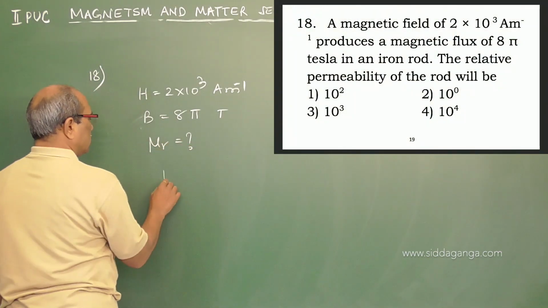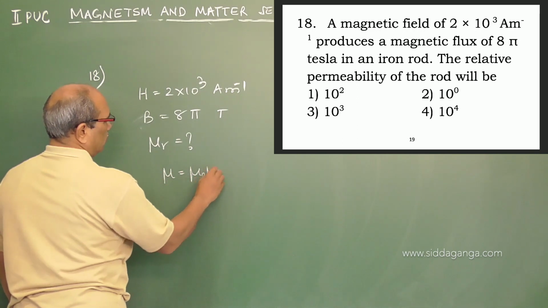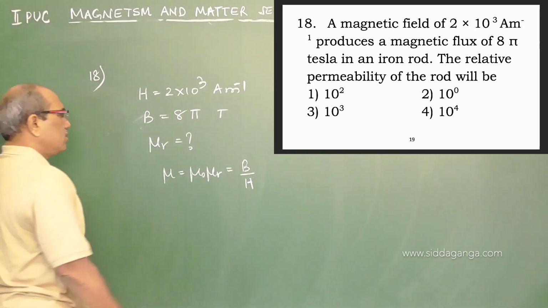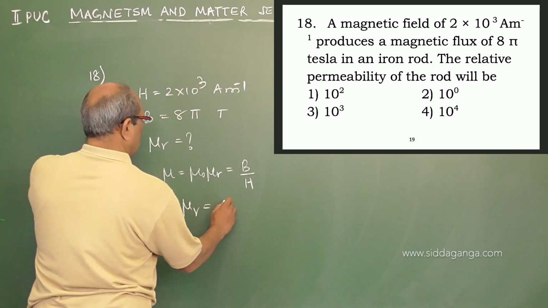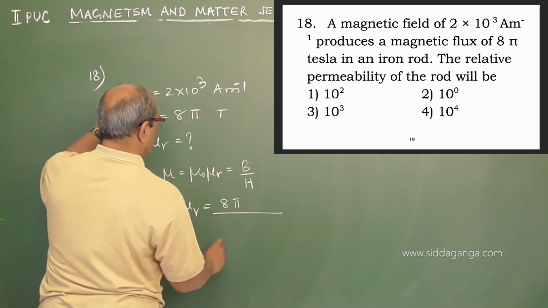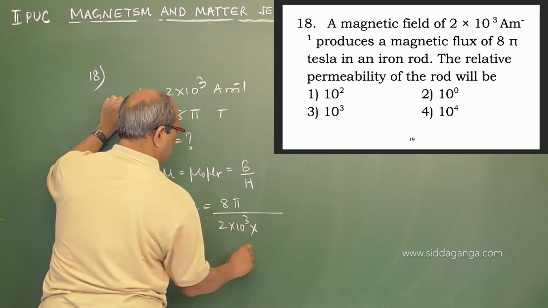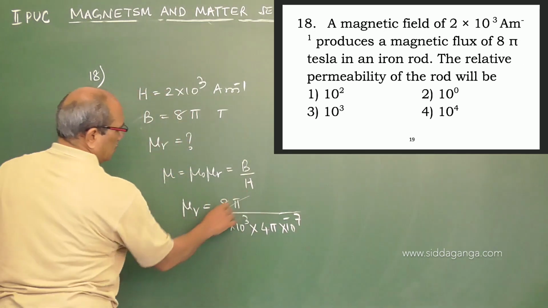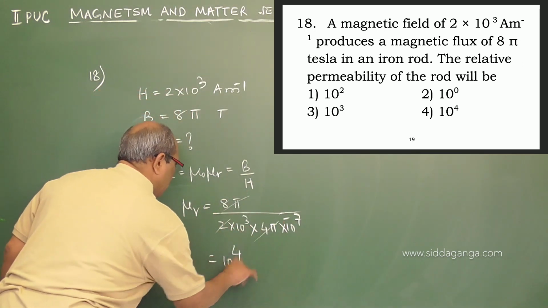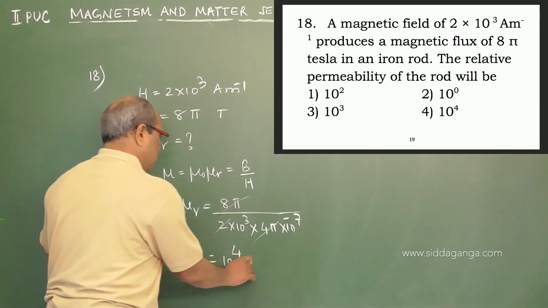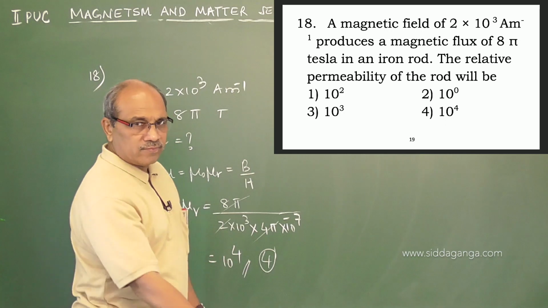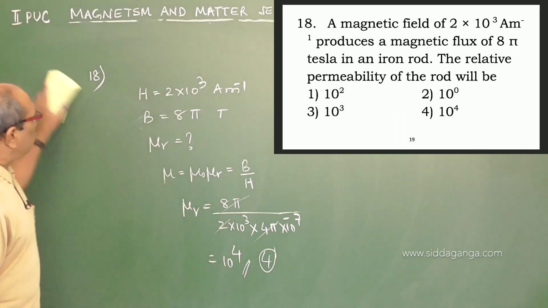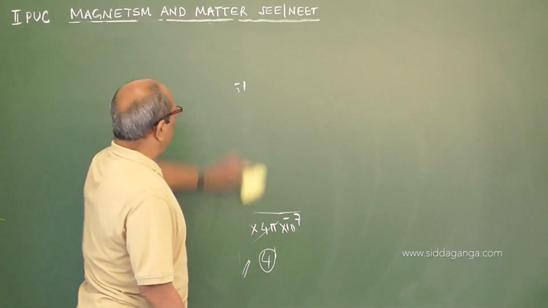Just previously we used the equation mu naught into mu r is B by H. So you want mu r. The value of B is 8 pi, and the value of H is 2 into 10 power 3 into 4 pi into 10 power minus 7. 8 pi cancels, and it becomes 10 power 4. 10 power 4 is the fourth option, the right one. Option number 4. Instead of mu, I wrote mu naught mu r, with mu naught taken to the denominator to get the solution to this problem.